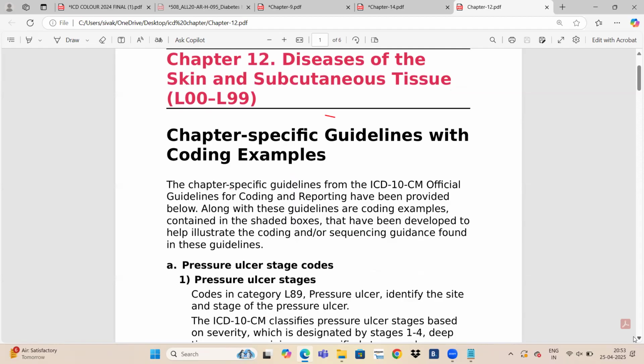Sir, if the documentation says hypertensive urgency and CHF, urgency also has a guideline to code hypertension. At that time, can we give a combination code? See, with only hypertensive urgency and CHF, how can we code a combination? But urgency has a guideline to code hypertension too, no? Yeah, if hypertension is documented, you need to code it. Hypertensive urgency documented, hypertension documented, then you need to code both.